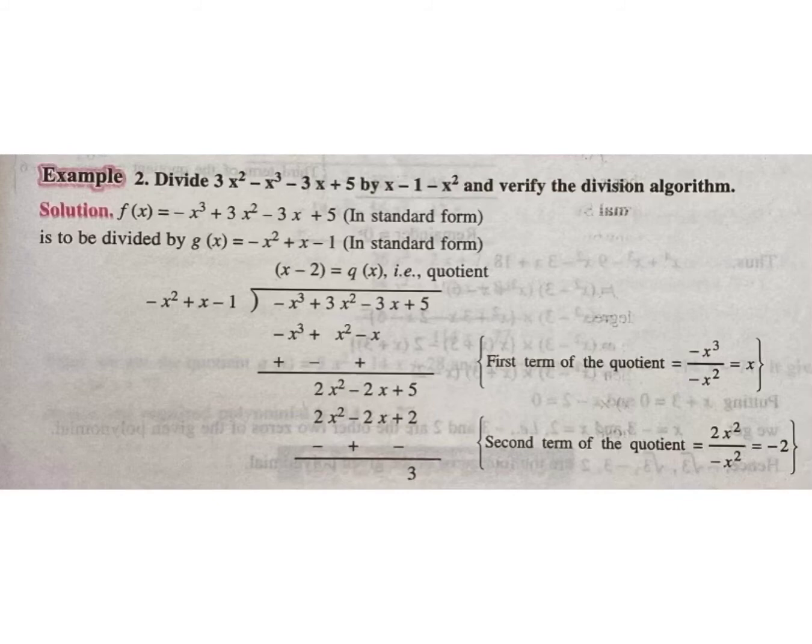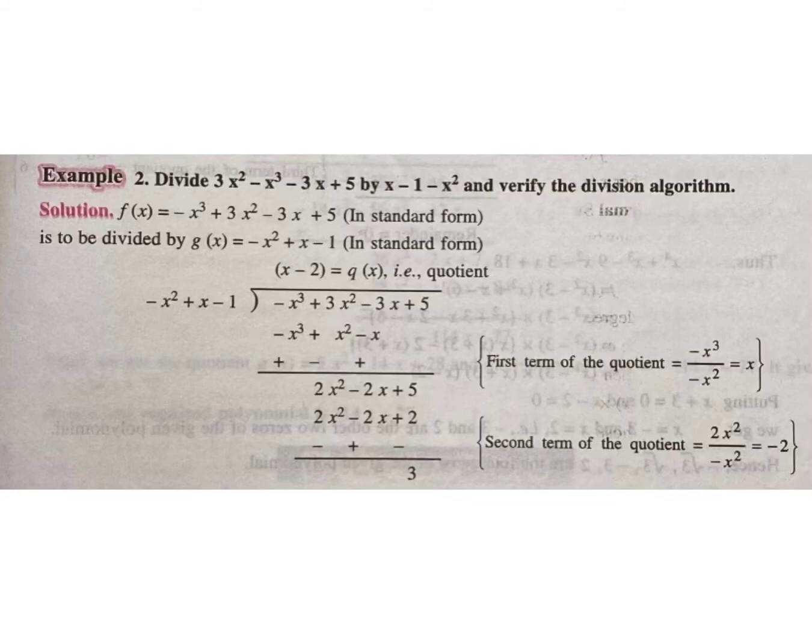Now we have to change the signs. After changing the sign, when we'll do the addition, we get minus x cube and plus x cube will get cancelled. Plus 3x square minus x square will be 2x square. Minus 3x minus x will be minus 2x, and we will take plus 5 downward. Now the next step is divide 2x square by minus x square. You will get minus 2, which is the second term of the quotient.